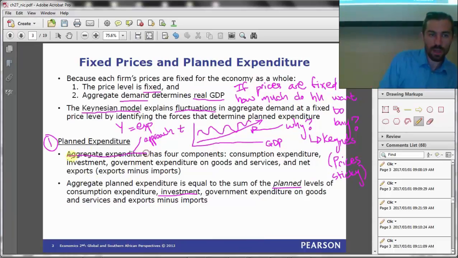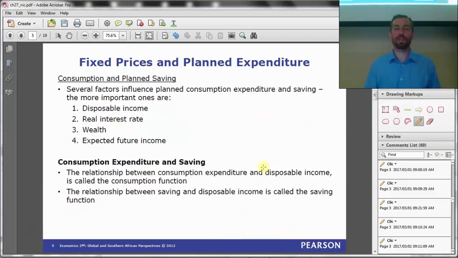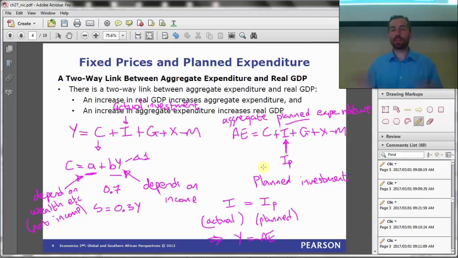So I prefer to just cross that out there and just put here output. In other words, Y. Y has four components. Output has four components. Okay? At the point where they are equal, output will equal aggregate expenditure. In other words, aggregate planned expenditure. Okay? That's the setting.